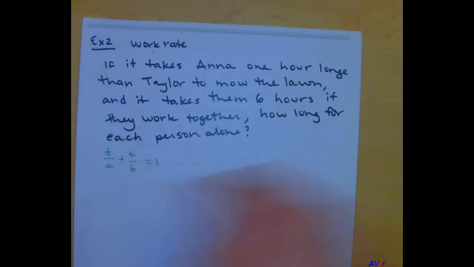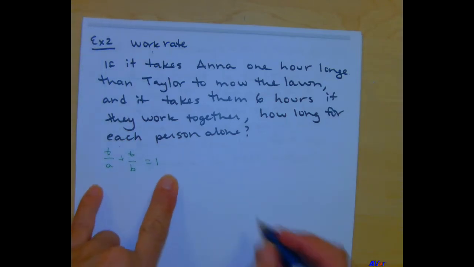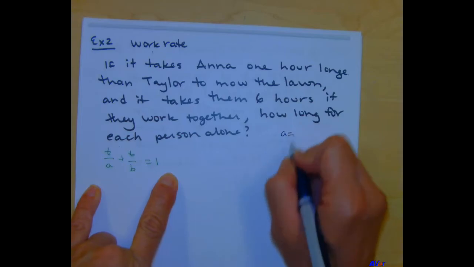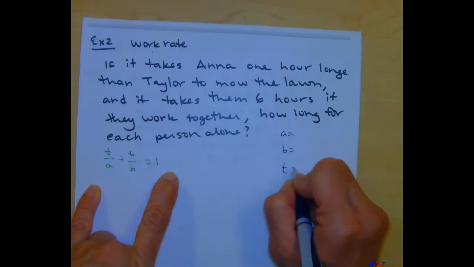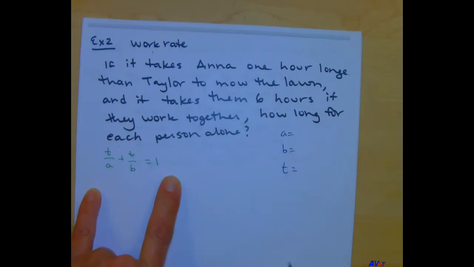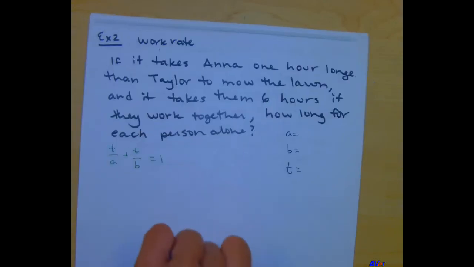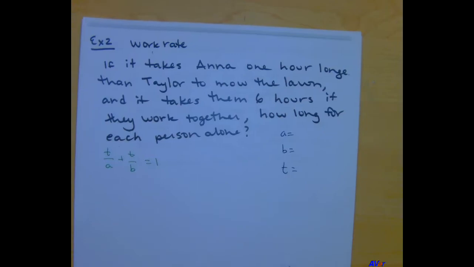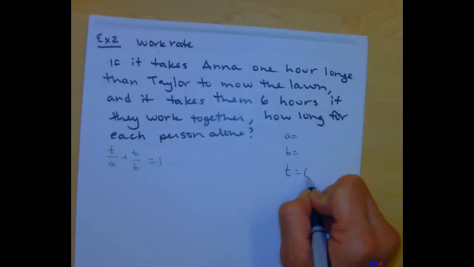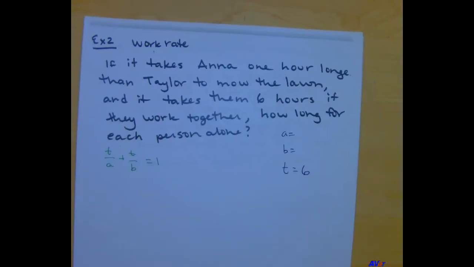Oh, well, this is tricky. Okay, so let's see. Here's my formula. The letters I need to find are A, B, and T. This time, I know it takes them 6 hours together. Remember which letter that one is? Right, that's my T, so T equals 6. So what am I going to plug in for A and B?